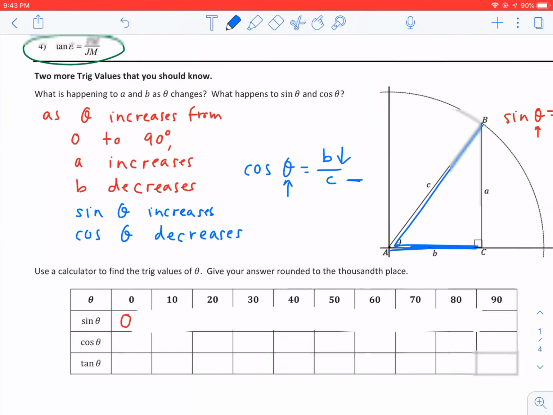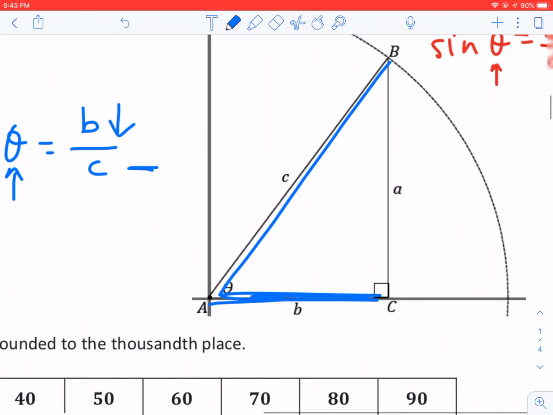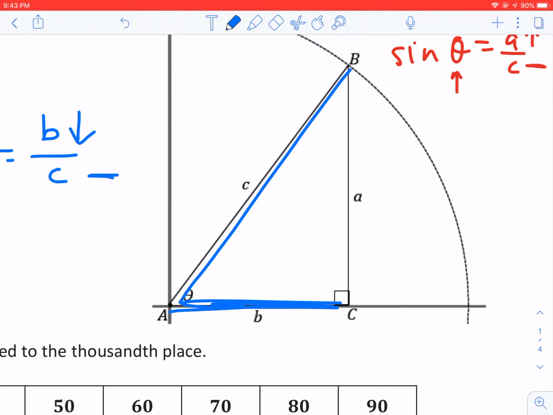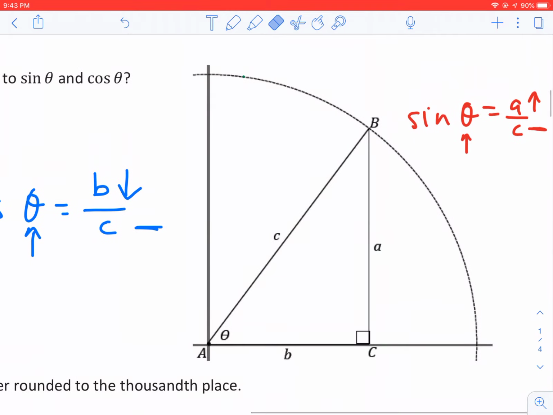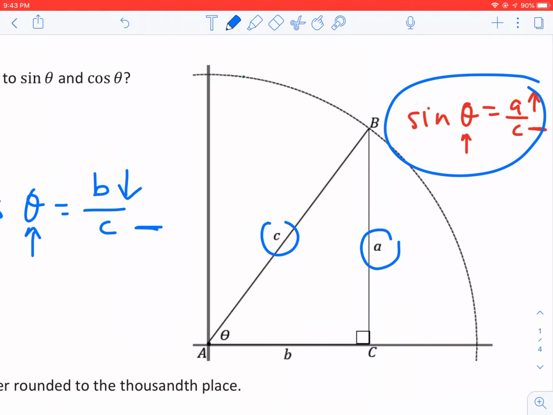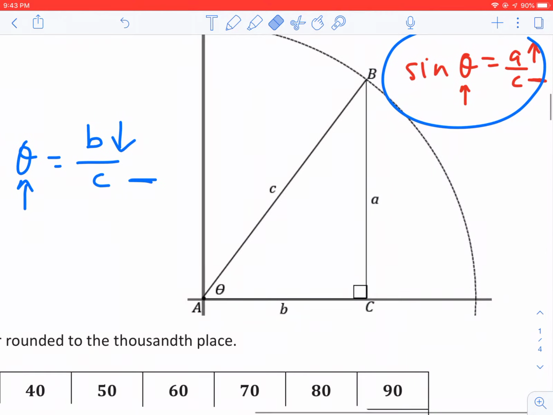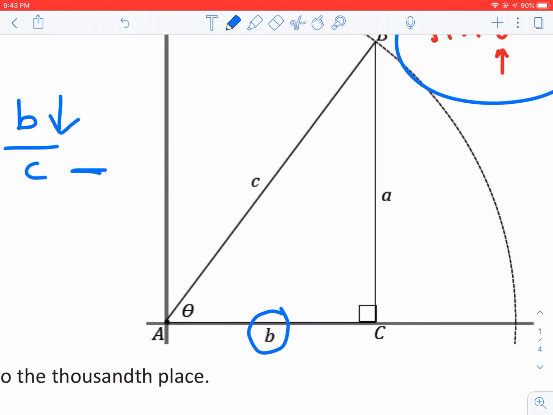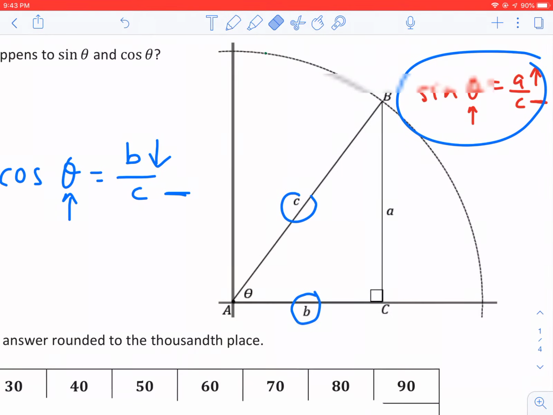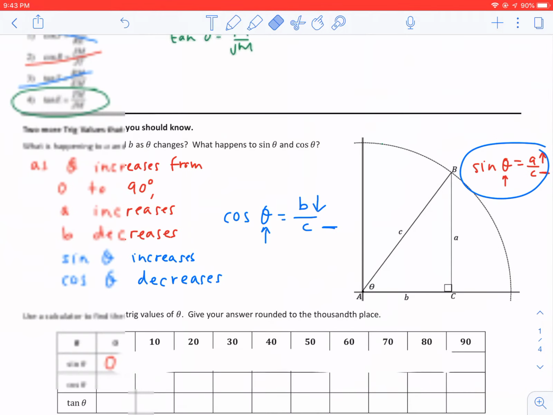So it's pretty much just saying the ratio of A to C is increasing. Sine theta is increasing. That ratio A to C is increasing as we increase our angle. The ratio of B to C is decreasing. Cosine theta is decreasing as we increase this angle theta from 0 to 90 degrees.